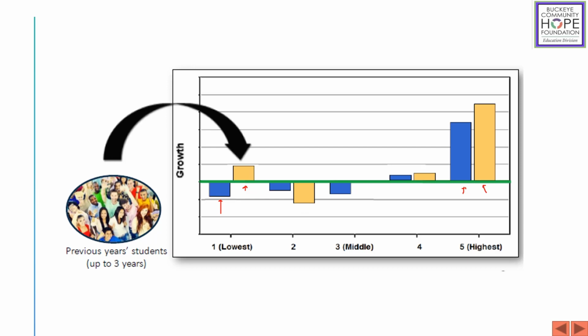So this report breaks the students down into five cohort groups of low to high achieving students and shows us the previous year and then multiple previous years of student growth.